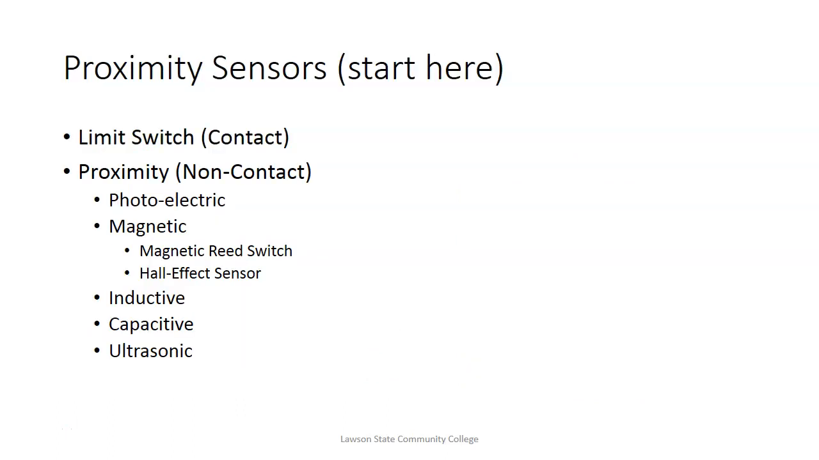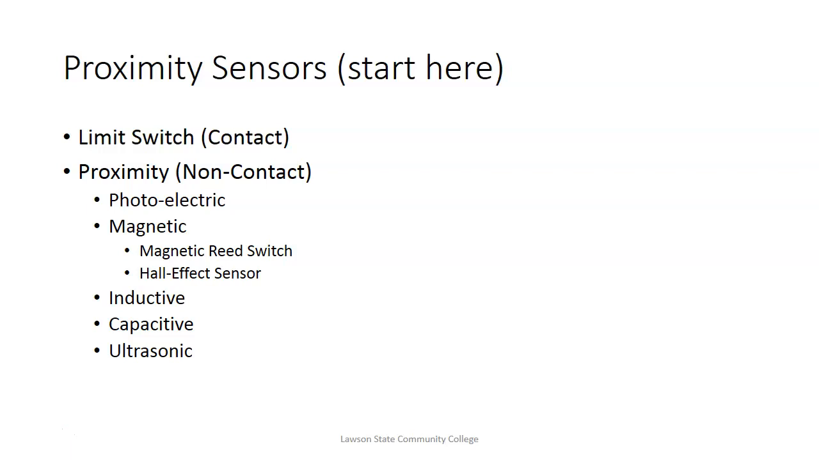So proximity sensors, we have limit switches, which are contact. We have several of these on both lines. The Amatro line has more. These guys have been around a long time. Photoelectric, both the lines have photoelectric sensors on them.